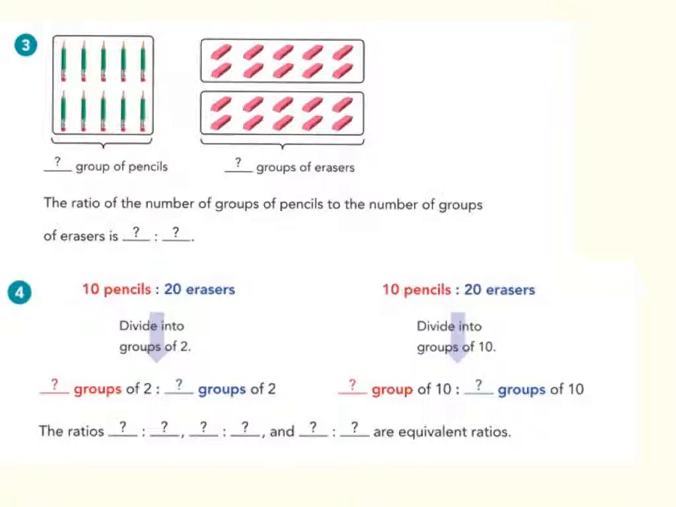Now let's look at number 3 and use the group of pencils and the group of erasers to create another equivalent ratio. In number 4, you're simply going to articulate or write out what you've been doing in steps 1, 2, and 3. You're going to show how you took 10 pencils and 20 erasers and divided them into groups of 2, and then how you took that same quantity and divided them into groups of 10. Then you'll write the 3 equivalent ratios you have created.